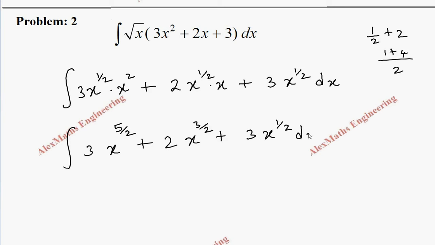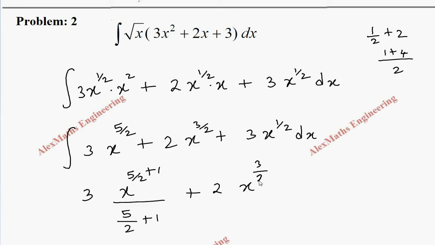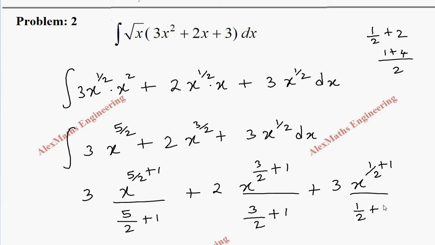Now coming to the integration of this, the x power n formula is x power n plus 1 by n plus 1. Plus 2 into x power 3 by 2 plus 1 by 3 by 2 plus 1. Then 3 into x power half plus 1 by half plus 1 and finally plus c.